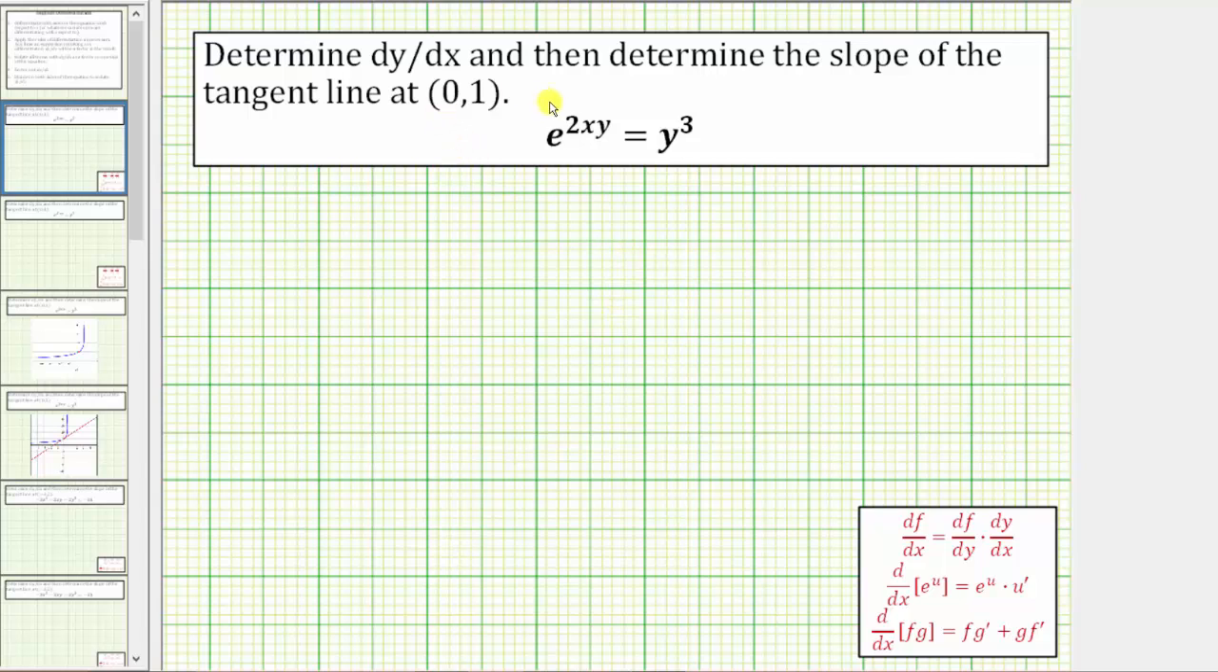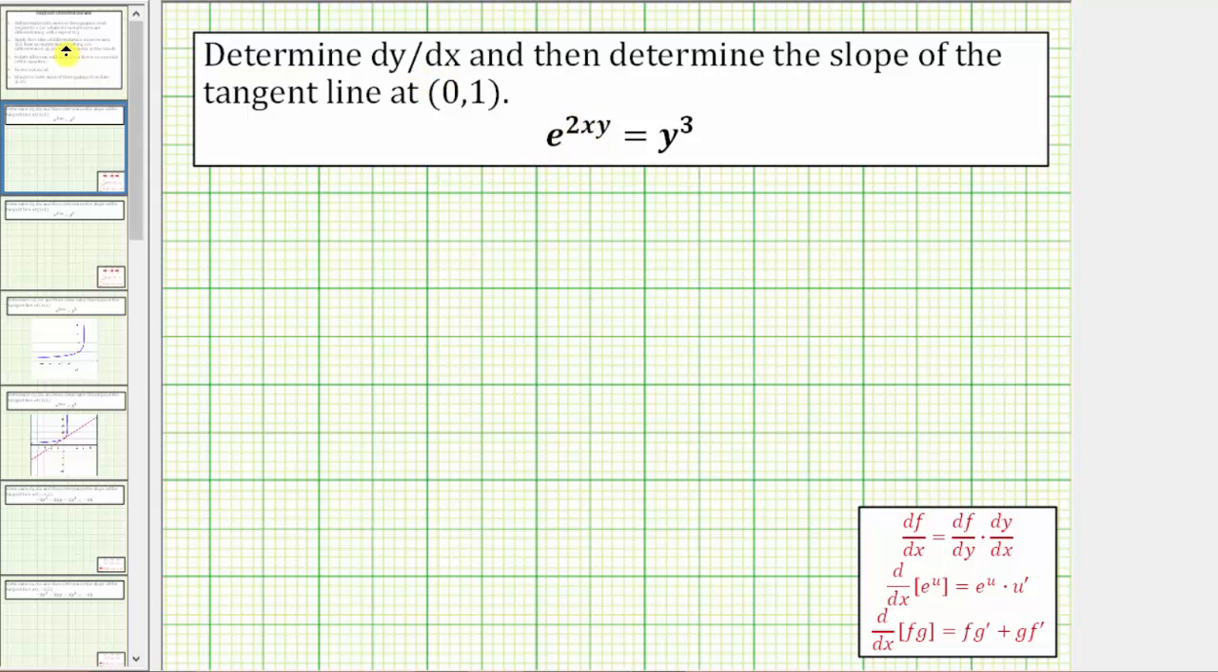We're asked to determine dy/dx, then determine the slope of the tangent line at the point (0, 1). Looking at the given equation, notice how, because it's not solved for y in terms of x, we have an implicit equation, and therefore we need to perform implicit differentiation to find dy/dx.